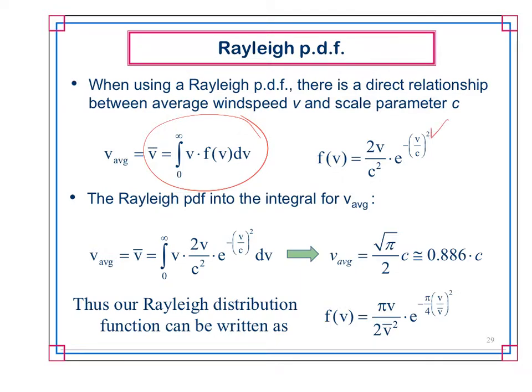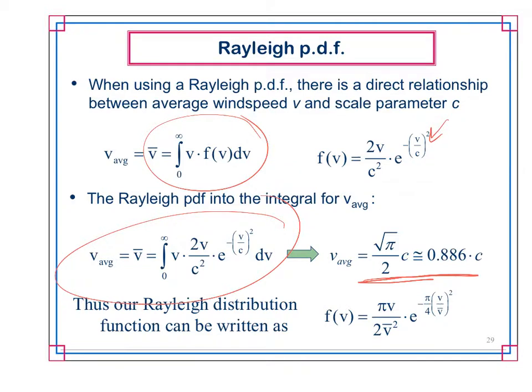Here is our Rayleigh probability density function, right, with a specific value of k equal to 2. So if you go back a couple slides and take a look, this is just with a value of k equal to 2. And now we're going to substitute that into here, and we're going to integrate what that value is. And if we do our integration, we're going to end up with the average being approximately 0.886 times c.